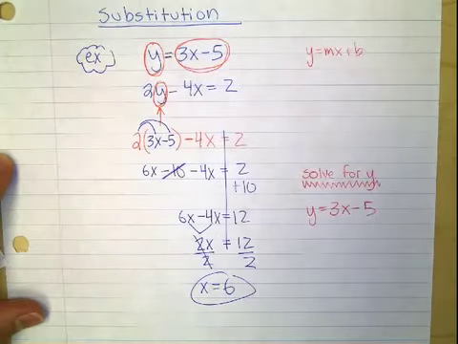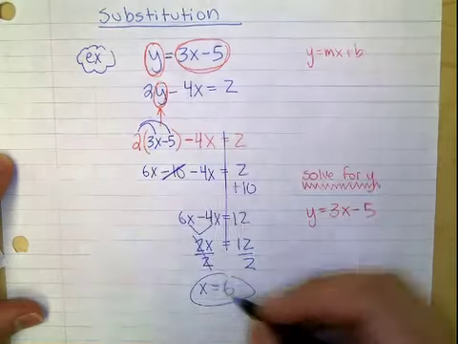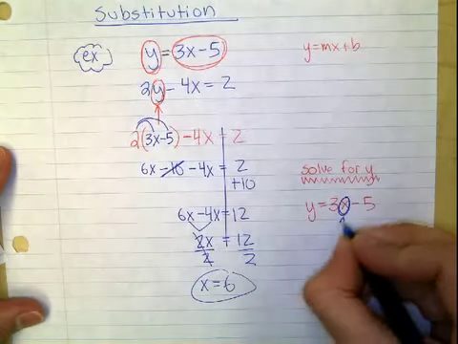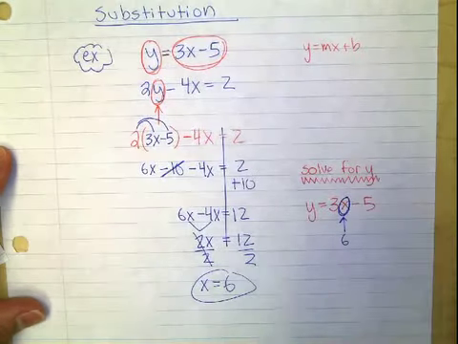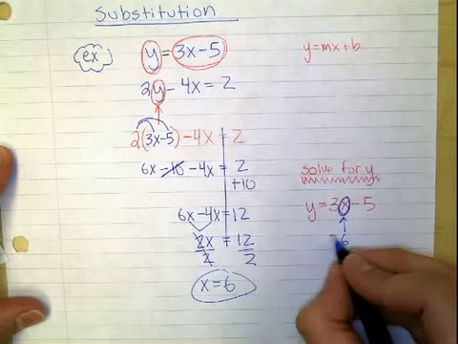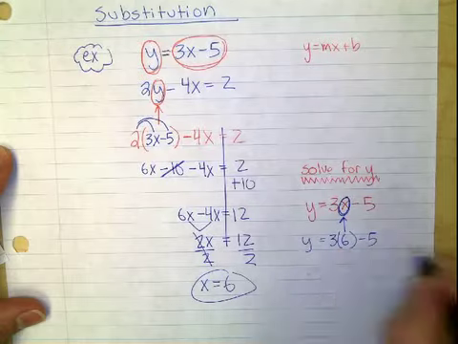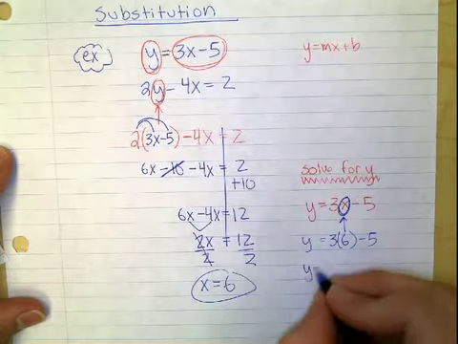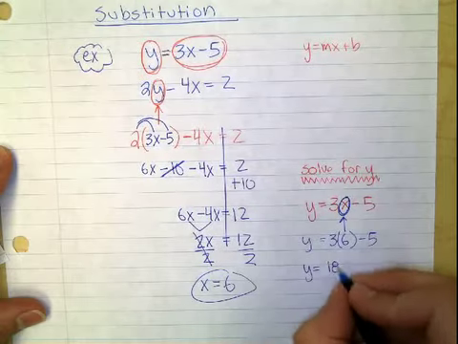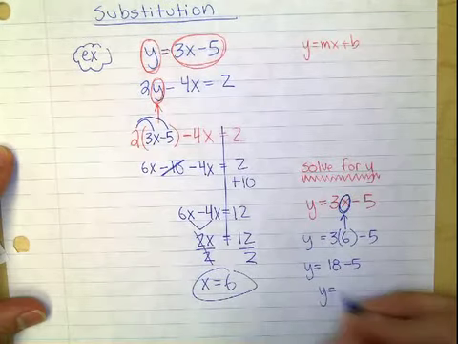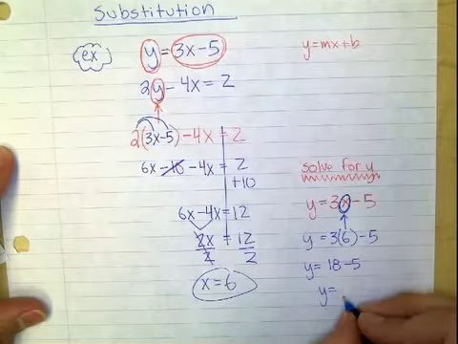So if y equals 3x minus 5, and we just got the answer x equals 6, I'm going to circle the x and turn it into a 6. I'm going to substitute 6 in for x. So I'm going to have 3 times 6 minus 5 equals y. Well, 3 times 6, that's 18. And 18 minus 5, I can do that, that's 13. So y is going to equal 13.